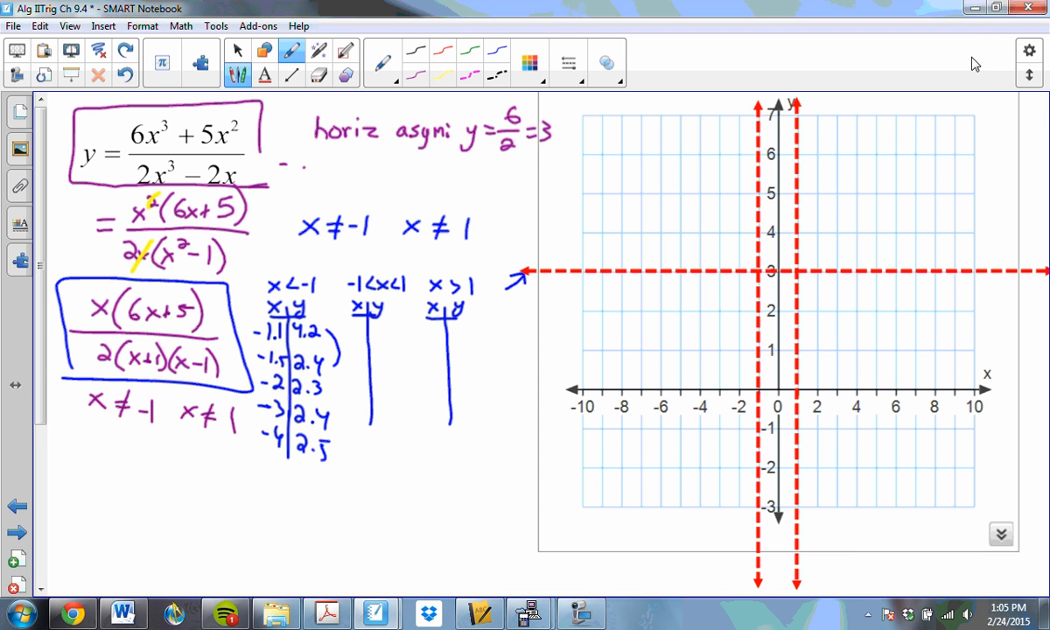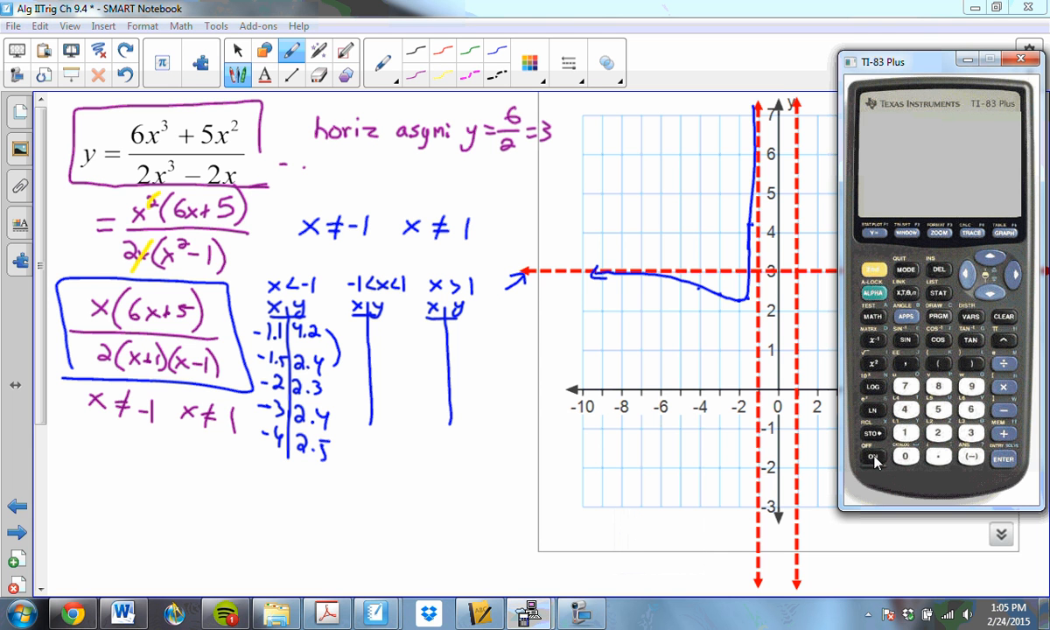-1.1, 4.2 is up here. Just say it's there. -1.5, 2.4 is here. -2, 2.3 is here. -3, 2.4 is back up here. -4, 2.5 is here. So this graph's going to go like this. And it's sort of this weird curve. And I'll actually graph it in a second with the computer and you'll see. And I'll do the middle pieces.